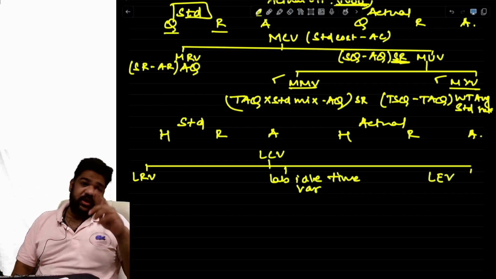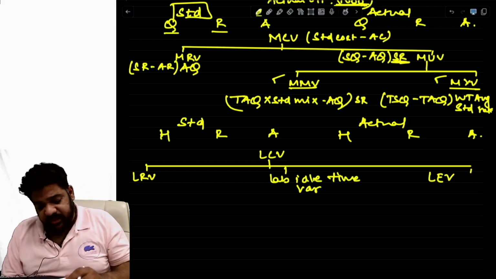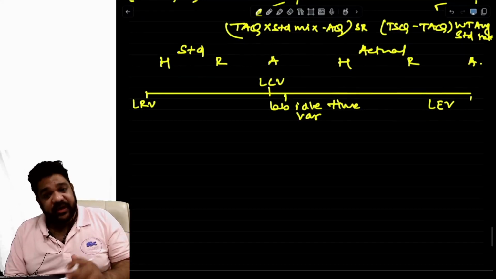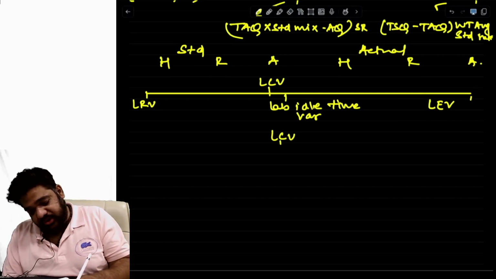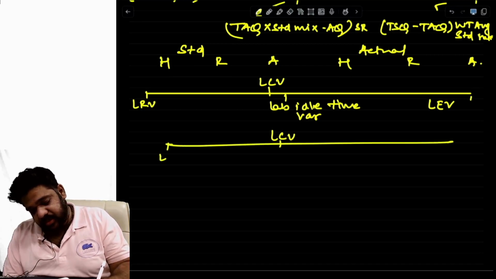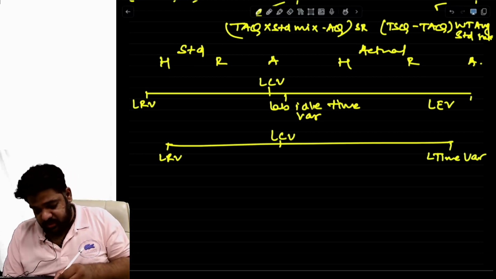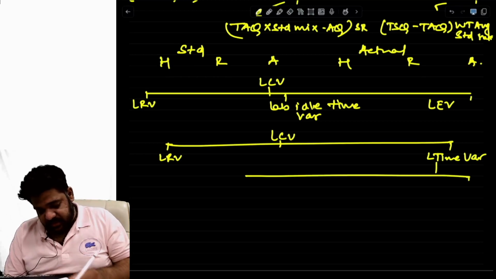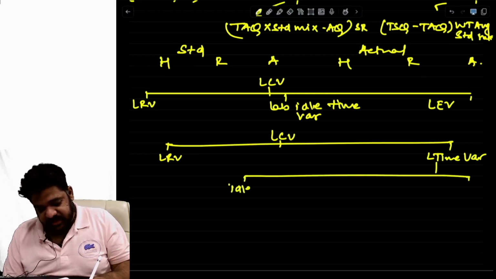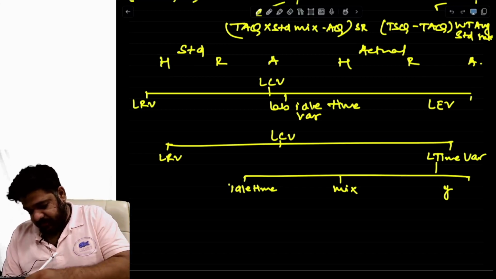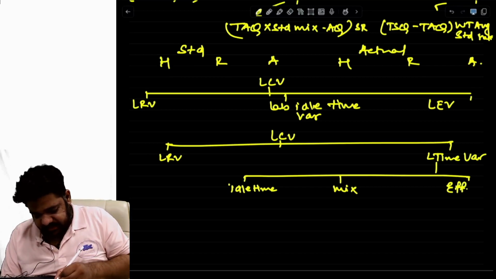Okay, now this is when you have only one grade of labor. If you have only one grade of labor, this is what is going to happen. If you have multiple grades of labor, it will be cost, labor rate, labor time variance. Okay, this is going to be labor time variance. This is idle time variance. Then it is the mix variance and the efficiency variance.